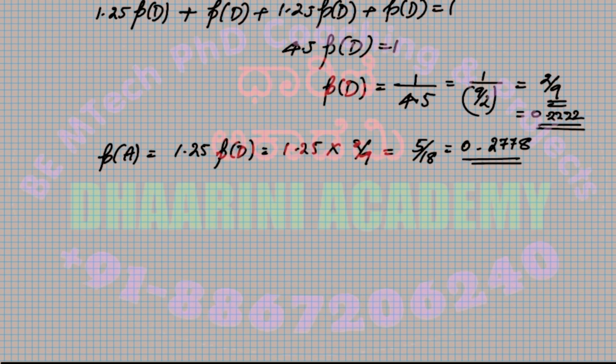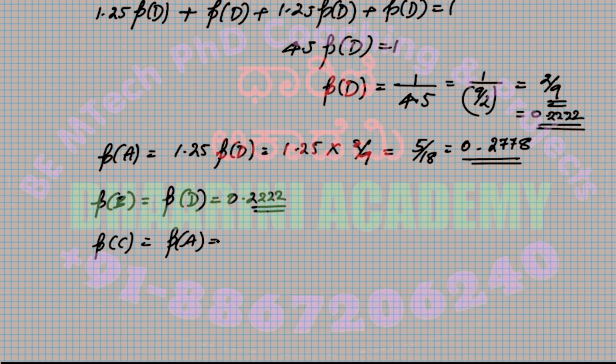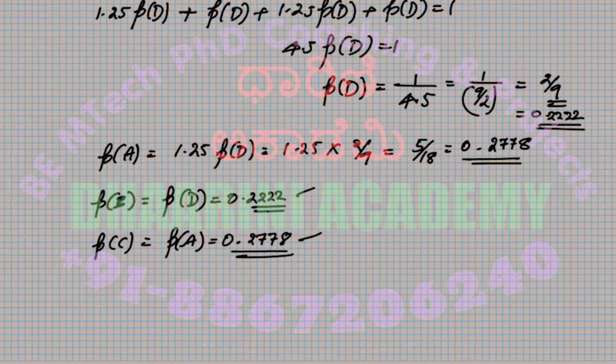P of A and P of D we got. Similarly, we know the relationship, that P of B equals P of D, so that will be 0.2222. Then we have P of C equal to P of A, which is 1.25 times P of D. That's what we have as 0.2778. Now simply calculate the sum of them to check whether you get close to 1. Maybe you get 0.9999 or something. Okay, possible, but it's expected that you reach 1.